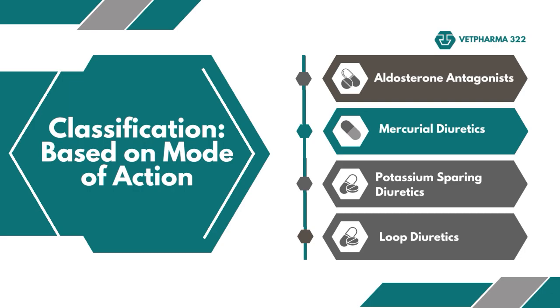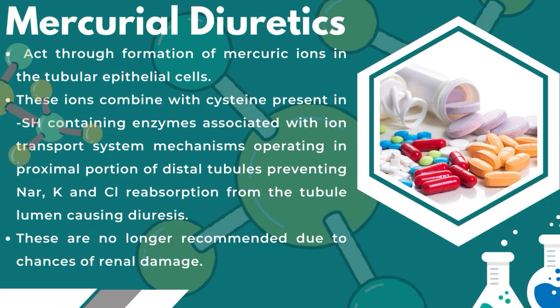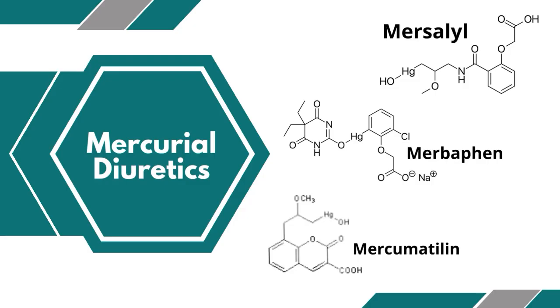Mercurial diuretics. These act through formation of mercuric ions in the tubular epithelial cells. These ions combine with cysteine present in thiol-containing enzymes associated with ion transport system mechanisms operating in the proximal portion of distal tubules, preventing sodium, potassium, and chlorine reabsorption from the tubule lumen, causing diuresis. These are no longer recommended due to chances of renal damage. Examples of mercurial diuretics are mersalyl, merbaphen, and mercumatilin.